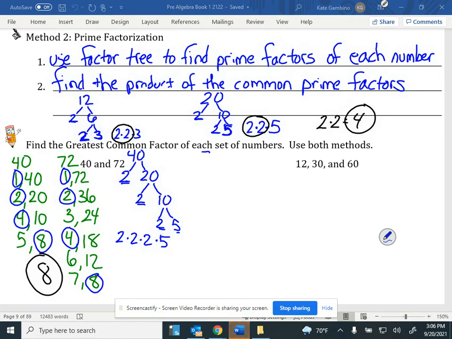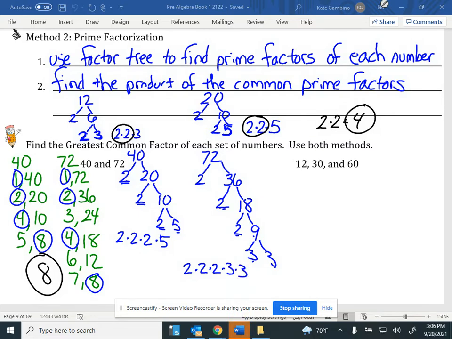Then I'm going to look at 72. Again, I like to go to my 2s. 2 and 36. We do 2 times 36, that equals 72. 2 is a prime, so it stays. 36, I can go down to 2 and 18. 2 is a prime, so that stays. 18 can go down to 2 and 9. 9 can be broken down into 3 and 3. Now we are down to all of our primes. 2, 2, 2, 3, and 3. So I'm going to write those out. 2, 2, 2 times 3 times 3.